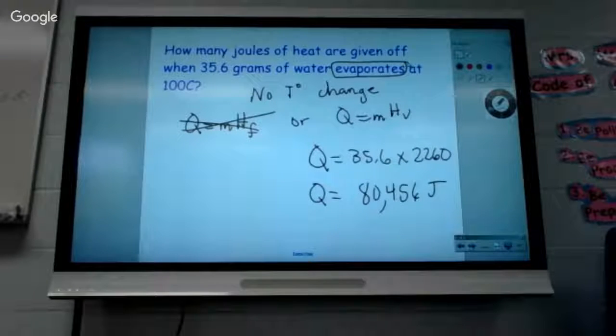The CP is still 4.18? What are calories? Just joules. Joules over grams per Celsius is CP. It says how many calories are given off. Specific heat of water and calories.